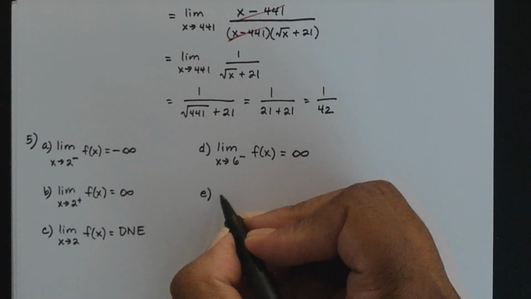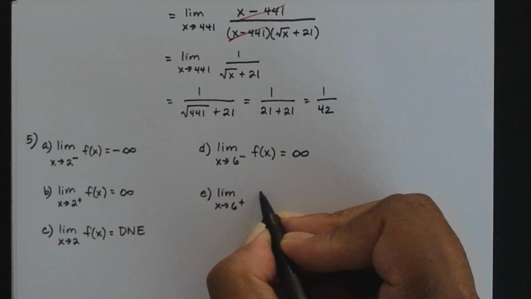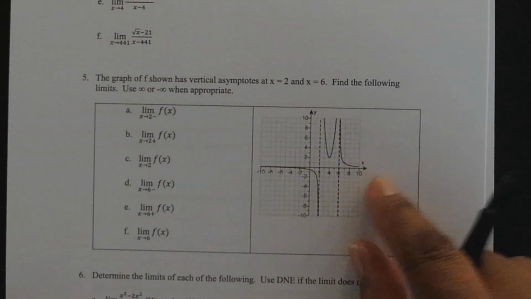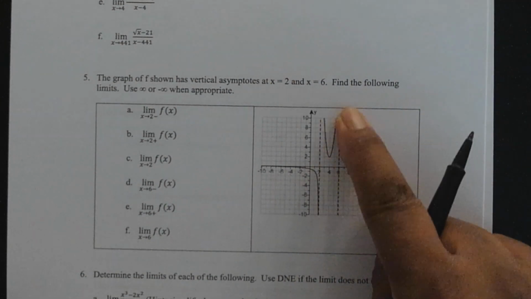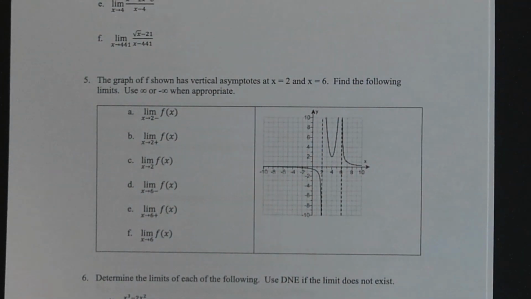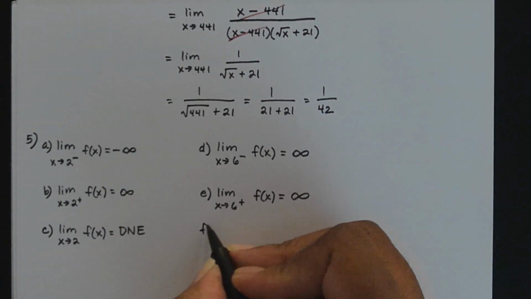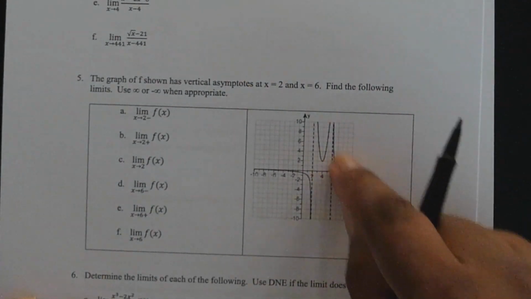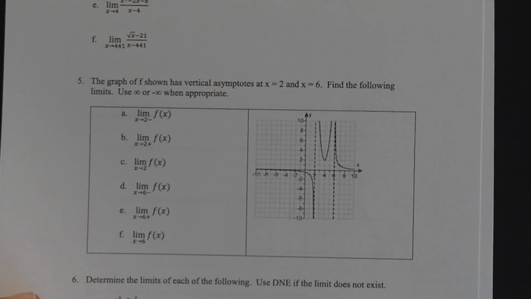Now part E is the limit as x approaches 6 from the right of that same function f of x. So here's 6. To the right of 6, the values of f of x go to positive infinity because it's going upward without bound. So it's positive infinity. Yes, because if you're coming in from the right, it's going upward without end.